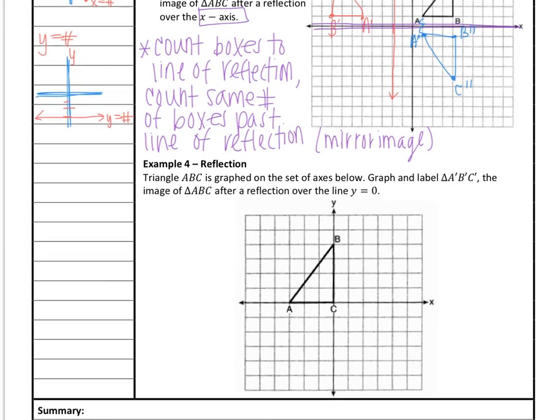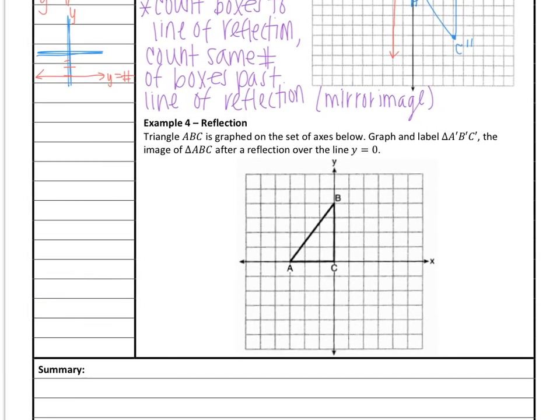Down here with example 4, we again still have reflections. This here has us graphing and labeling the prime triangle, which is the image of triangle ABC, after a reflection over the line y equals 0. So again, go to the y-axis and find 0, and then highlight it. Highlighting it gives us the x-axis. Y equals 0 is the x-axis. And vice versa, x equals 0 is the y-axis. Apparently I don't know how to spell axis.